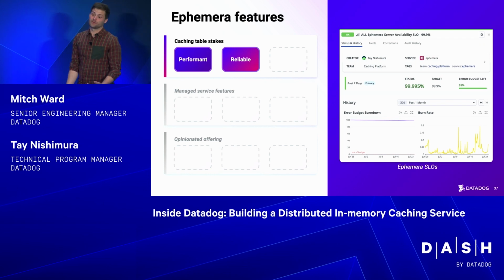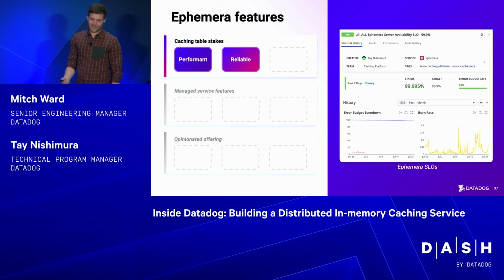Secondly, of course, it needed to be reliable. So when I say reliable here, primarily I'm talking about the availability and latency SLOs. On the right there is a screenshot of the SLO app in Datadog. And we actually have a bunch of SLOs configured for Ephemera, but this is our main server-side aggregated availability SLO.